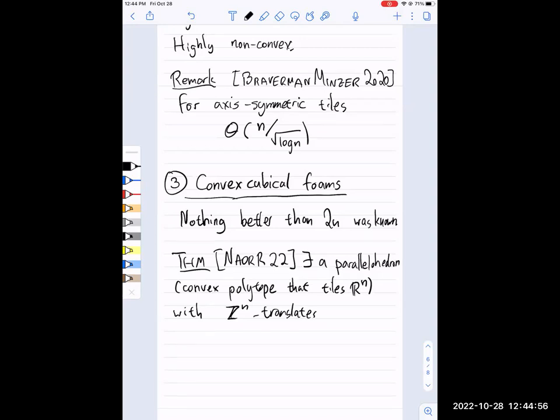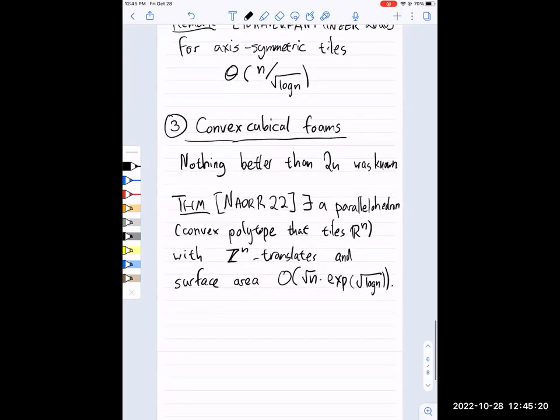What we saw already, this Voronoi cell, was already a parallelohedron. It tiled space. It had good surface area, but it was not tiling with Zn. It tiled with some random lattice. This tiles with Zn, and has surface area of almost square root n. So it's square root n times exponential in square root of log n. Some lower order terms, but up to those terms, it's square root n.